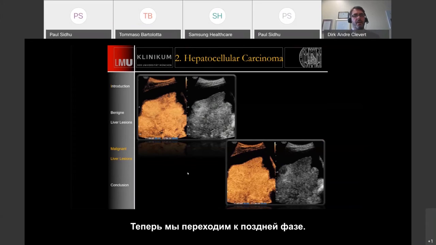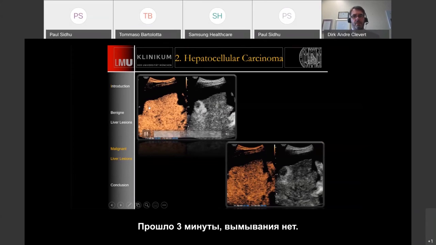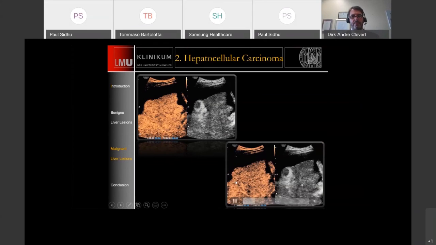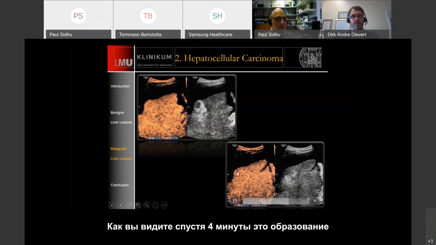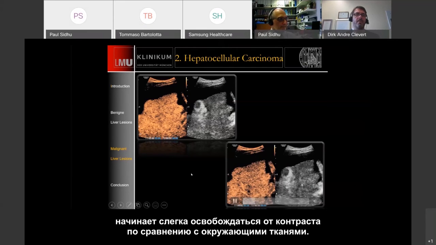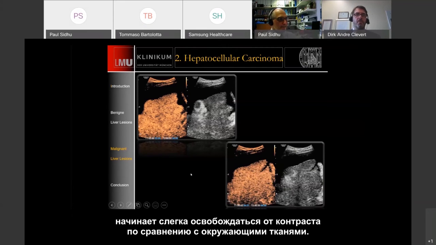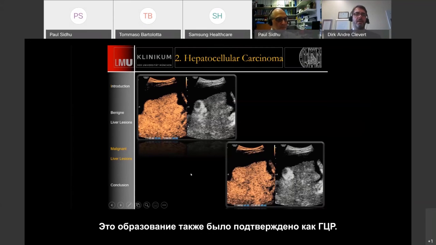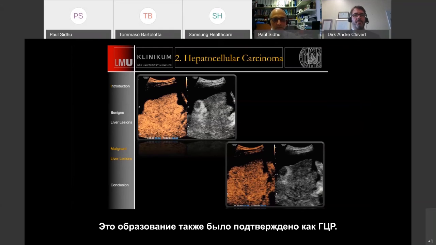Now we shift to the late phase, 3 minutes, not a washout. And after 4 minutes, you see this lesion starts to show a slight washout in comparison to surrounding tissue. This was also confirmed as an HCC.